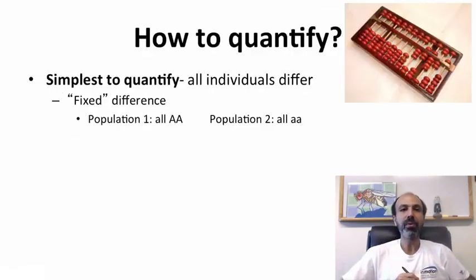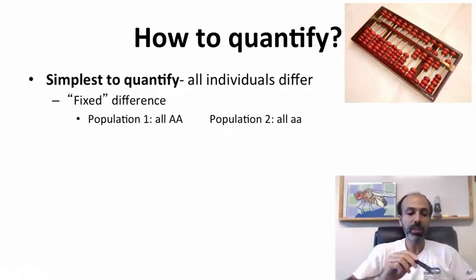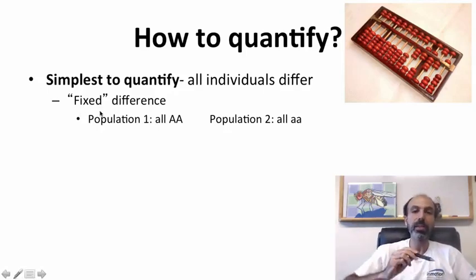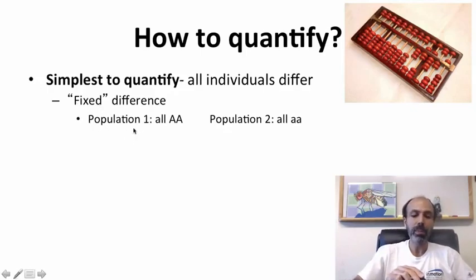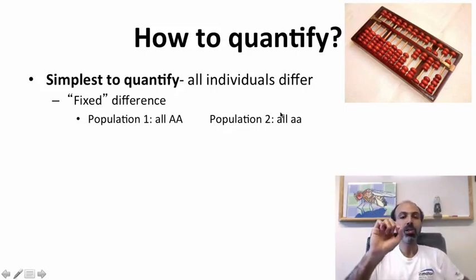Now, how do we quantify these differences? Well, the easiest thing to quantify is if everybody in one population differs from everybody else in another population at some allele. This is referred to as a fixed difference. So, for example, in population 1, everybody's big A, and in population 2, everybody's little a, little a. So we're looking specifically at the A gene in this case.